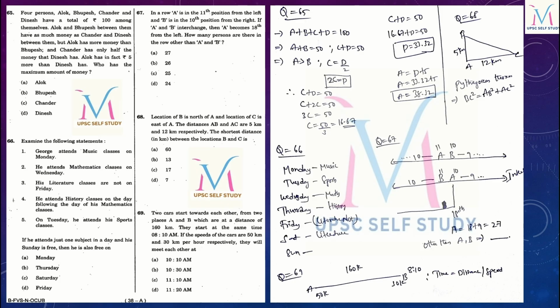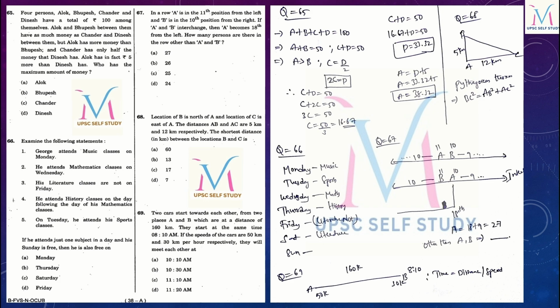And now again in the question it is saying that Alok has in fact 5 rupees more than Dinesh. Now D is equal to Dinesh, right? So Alok is having 5 rupees more than Dinesh has. Now we have to add this 5 rupees to the amount that Dinesh has. So A is equal to D plus 5. This implies A is equal to 33.32 plus 5, and A is equal to 38.32.